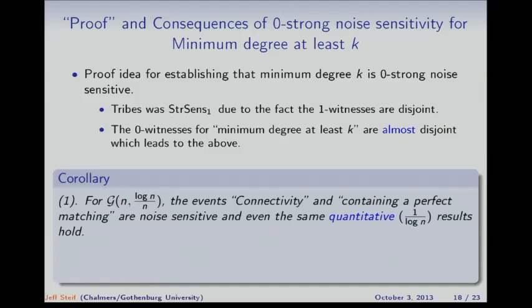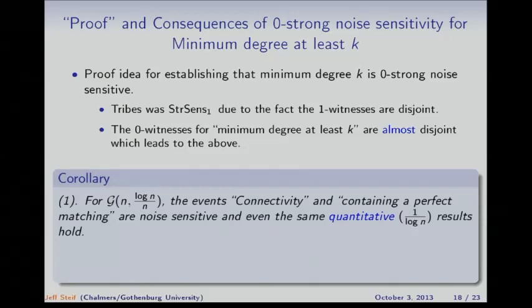What, connectivity? Yeah. No. So let me comment on this. Since having degree at least one is zero strong, it is therefore ordinary noise sensitive, and because it's asymptotically the same event as connectivity, you get that connectivity is noise sensitive, and you get the quantitative result. But you don't get this strongness thing. This doesn't push through. You can have events which are very close, where their symmetric difference has probability going to zero, but the strong notions don't carry over. So I'll mention that in the next one.